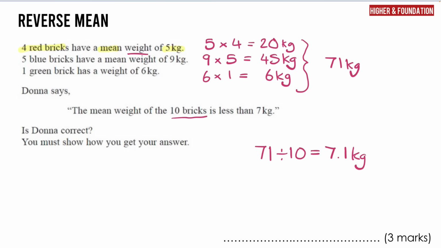Now this question has asked us, is Donna correct? So we do have to answer the question. Just giving the working out that shows she's not correct is not quite enough here. We do have to say, no, Donna is not correct. So just watch out for these questions where it does ask you to give a written answer. Just make sure that you do actually give that. And there we go. No, Donna is not correct. And we've shown how we've got our answer with nice clear working.